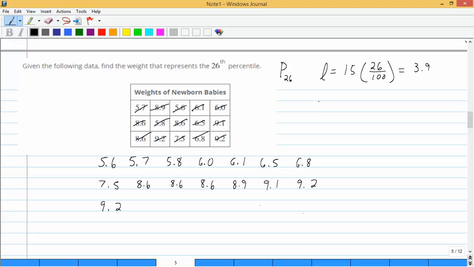So we want to round that up always. Even if it was 3.1, we'd round it up. So we round that up to the nearest integer, the nearest greatest integer. That's going to be 4. Alright, so go to the fourth data item. 1, 2, 3, 4. We have our percentile. So 6.0 is our percentile.